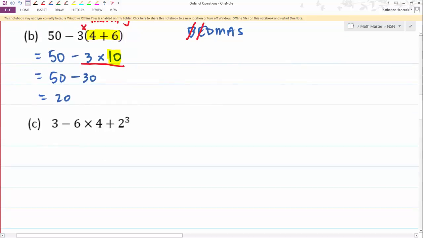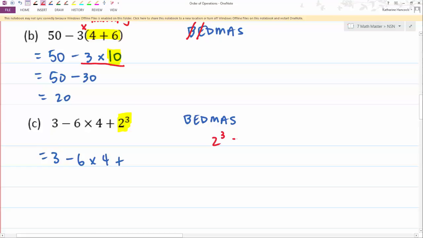That's it for B. For C, we go, and again, we're going to follow BEDMAS. No brackets. Yes, exponents. We're going to do this exponents 2 to the 3 first. So that gives us 3 minus 6 times 4 plus 2 to the 3. If we remember from exponents last class, it is 2 times 2 times 2. So that's 8. So we get 3 minus 6 times 4 plus 8.